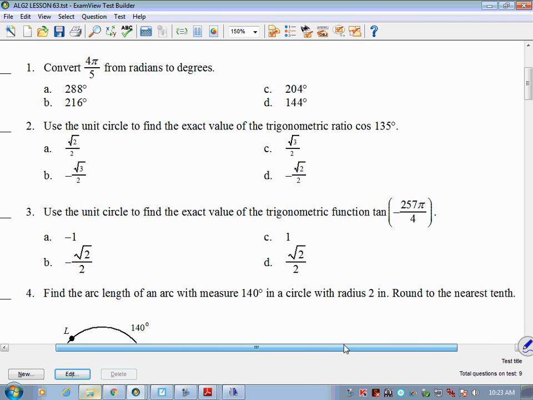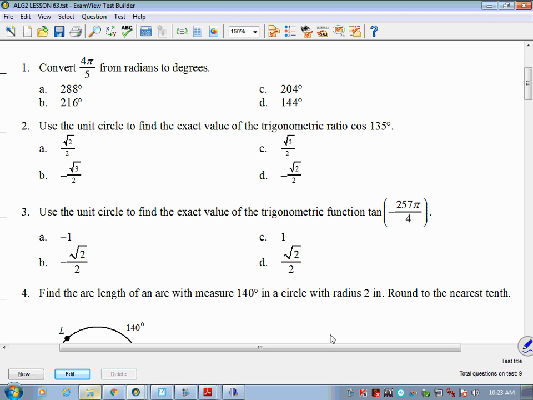Let's convert 4 pi over 5 radians to degrees. What we can do to make this a little bit easier is just substitute 180 for pi in that fraction. That's going to look like 4 times 180 divided by 5. What's 4 times 180 divided by 5? 144 degrees. I think that is a quicker way of converting from radians to degrees: substitute 180 in for pi and solve.